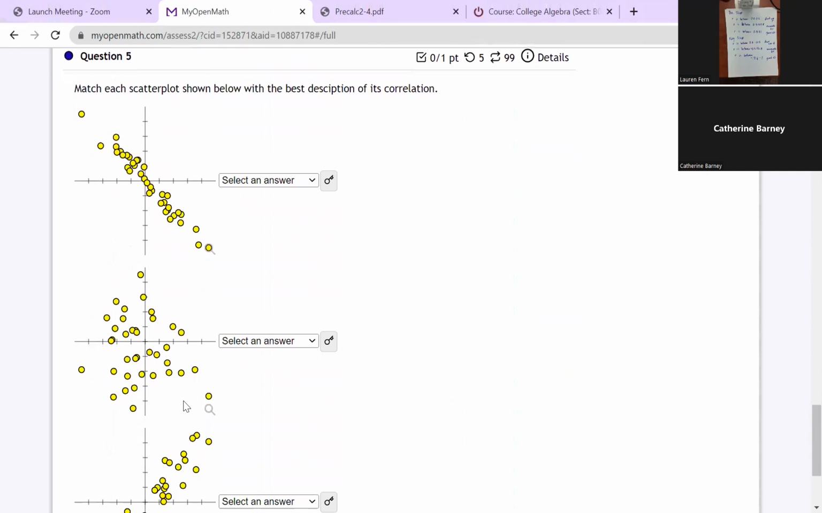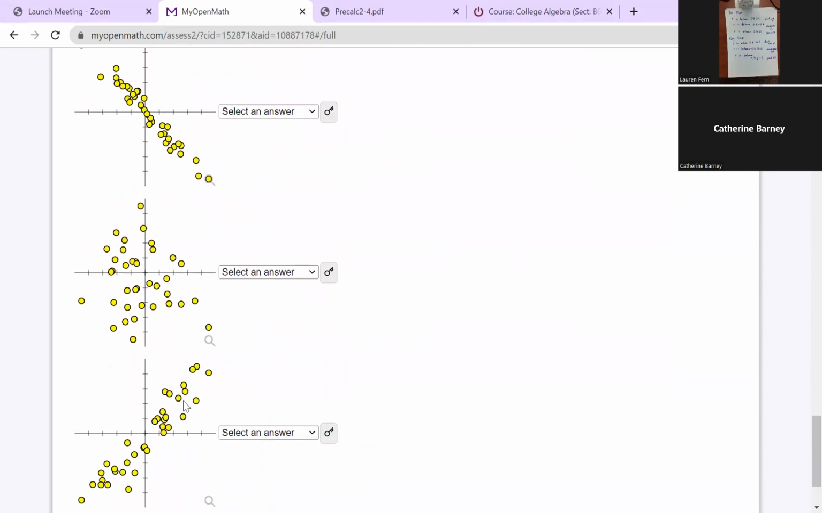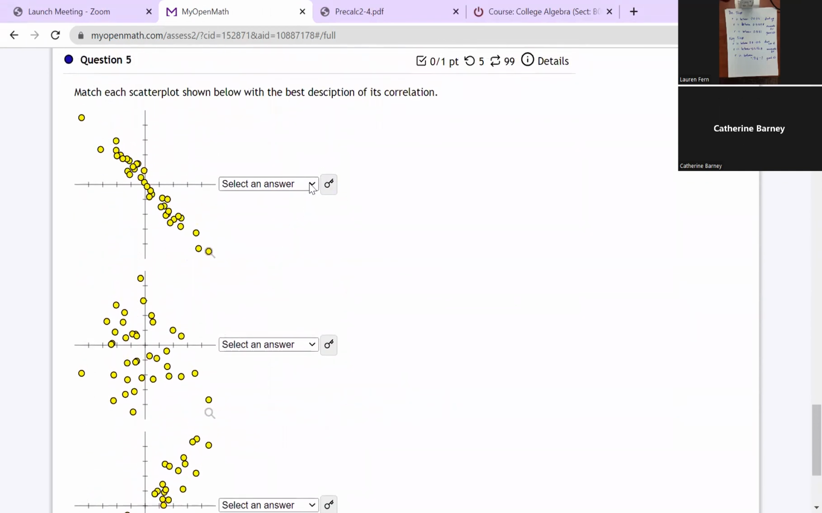And finally, here again, you're just matching or selecting an answer. Does this have a positive correlation, a negative correlation, or no correlation? No correlation means it's gobbledygook. A positive correlation means that the slope of your line is positive. A negative correlation is the slope of your line is negative.